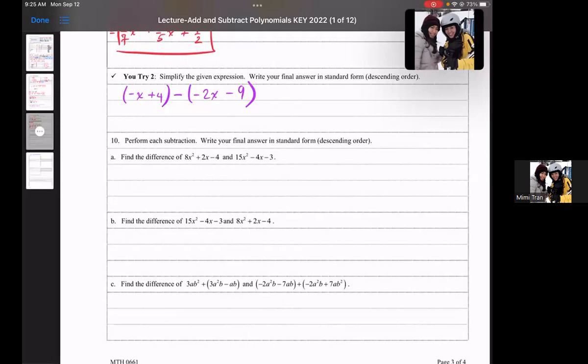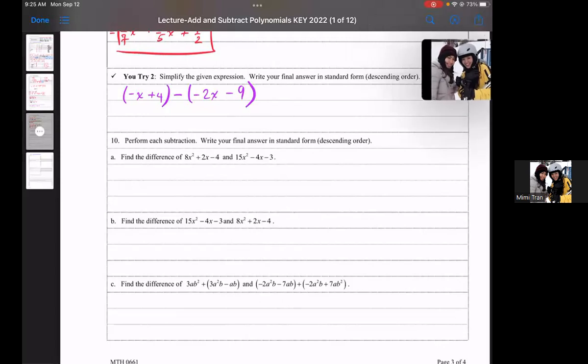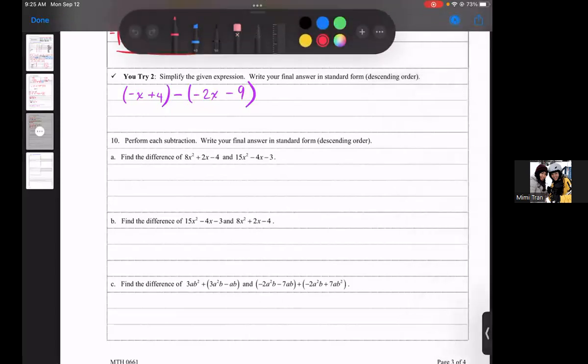Find the difference of ax squared plus 2x minus 4 and 15x squared minus 4x minus 3. So this one is kind of easy. When they say find the difference, all you do is take the first one, subtract the second one. So ax squared plus 2x minus 4 minus, make sure you put parentheses for the second group, 15x squared minus 4x minus 3.